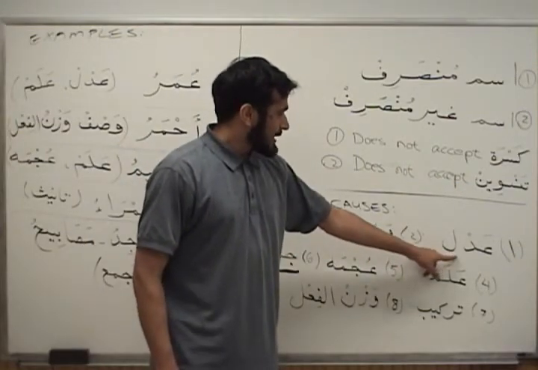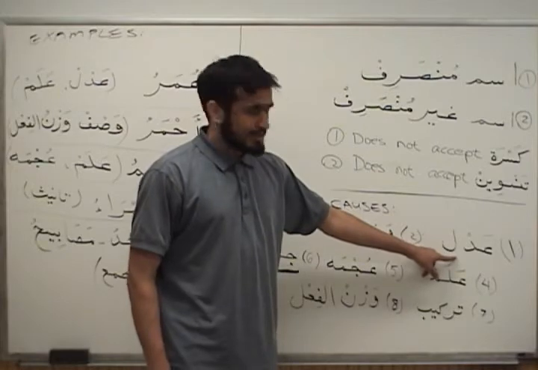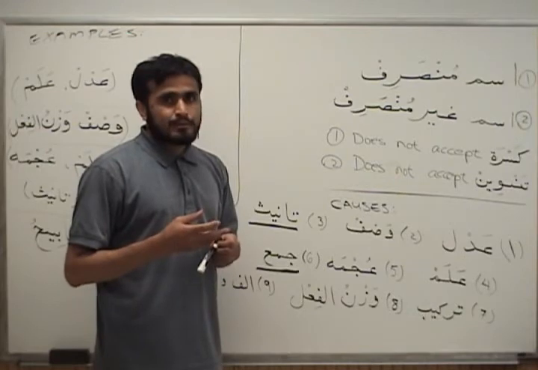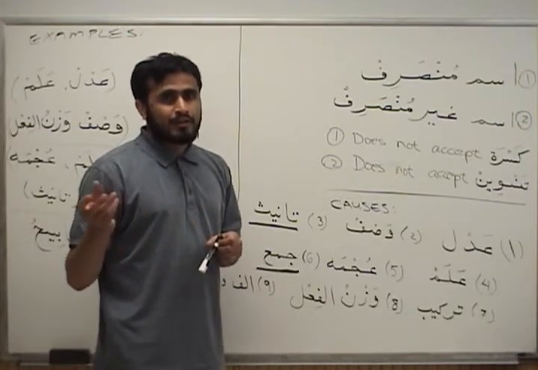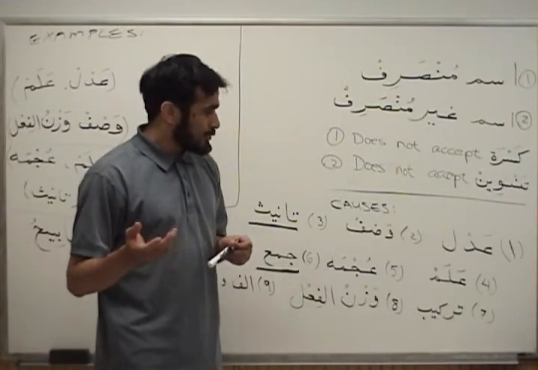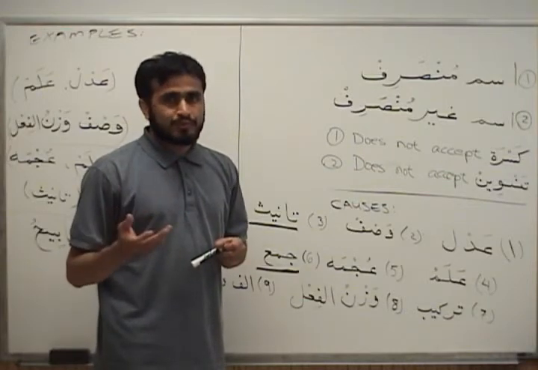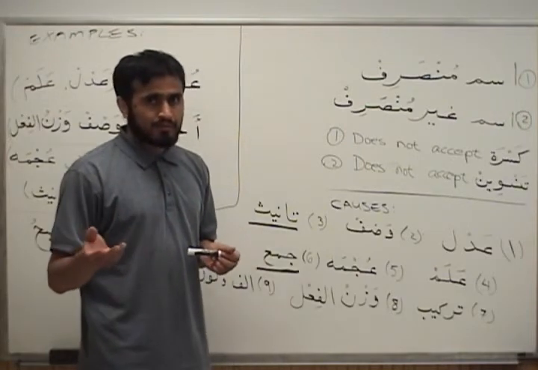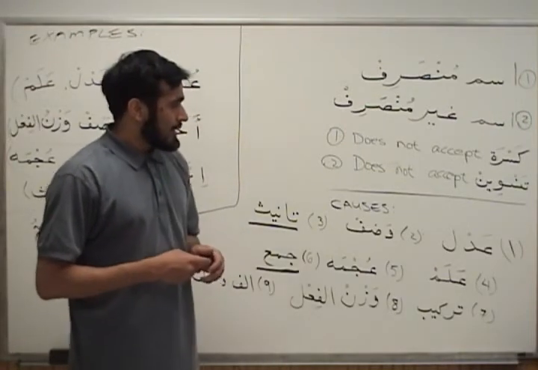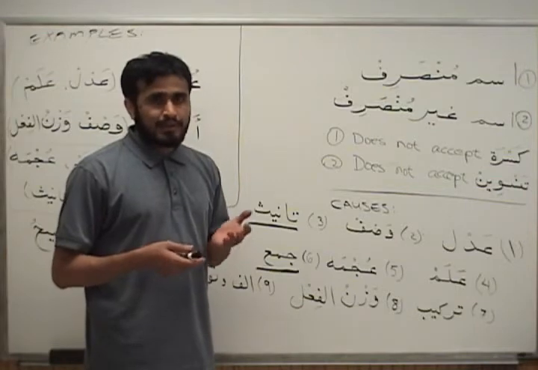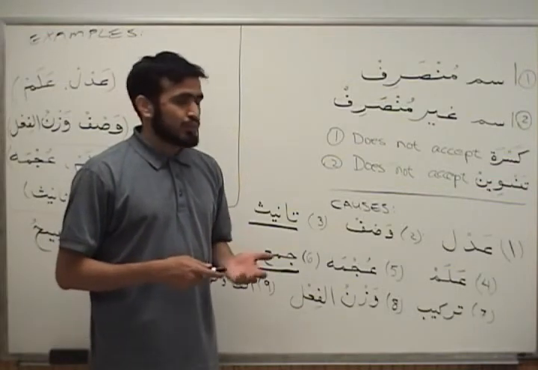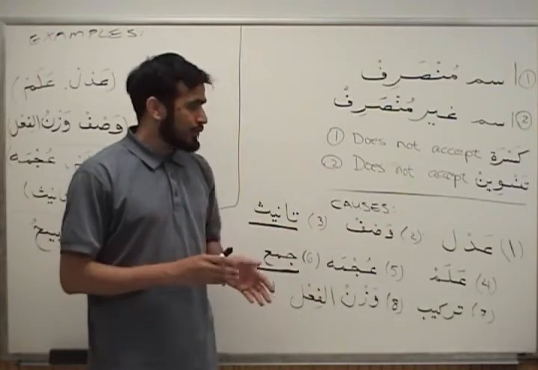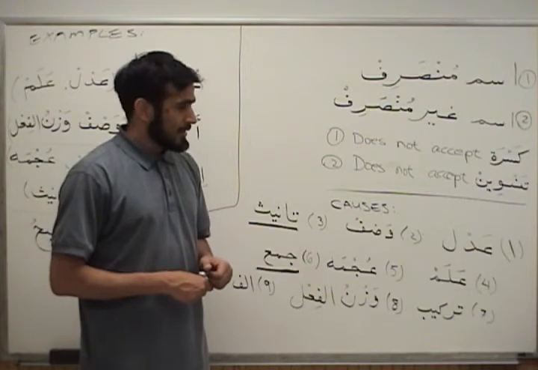Adl is the first attribute, the first cause of making an ism ghayr munsarif. Adl means that an ism has been taken from another ism, it has been derived from another root without a rule. There is no explanation as to how it has been derived from that original form, yet it has been derived. The Arabic language has it and it has been derived without a rule. That is called adl. It has been changed from that form to this form without any explanation.